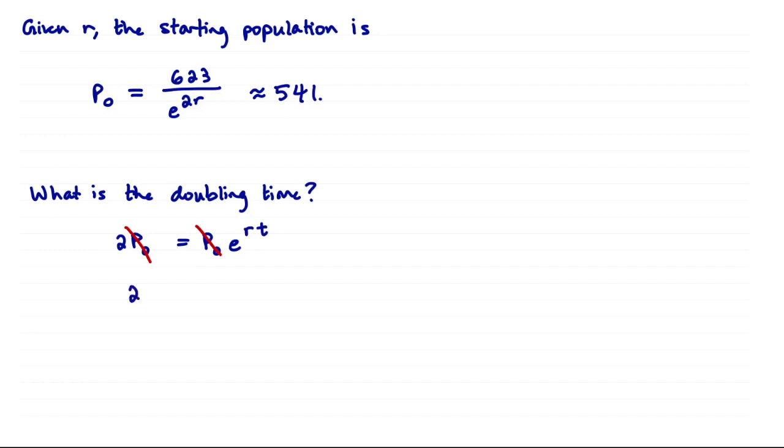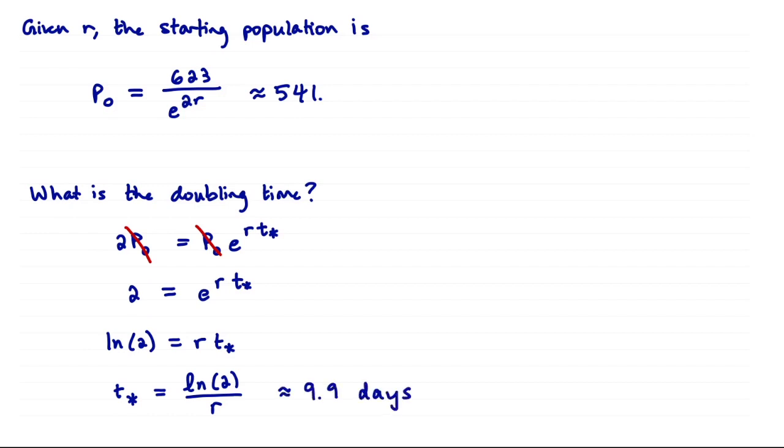We have, of course, now 2 equals e to the rt. If you take the natural log of both sides, you get natural log of 2 equals rt. So the doubling time, and actually let me call this t star, just to indicate that we're solving for a special moment. T star in an exponential model always satisfies natural log of 2 divided by r. So that was the formula you may have spotted in the last lecture. And then in this particular problem, that's about 9.9 days.